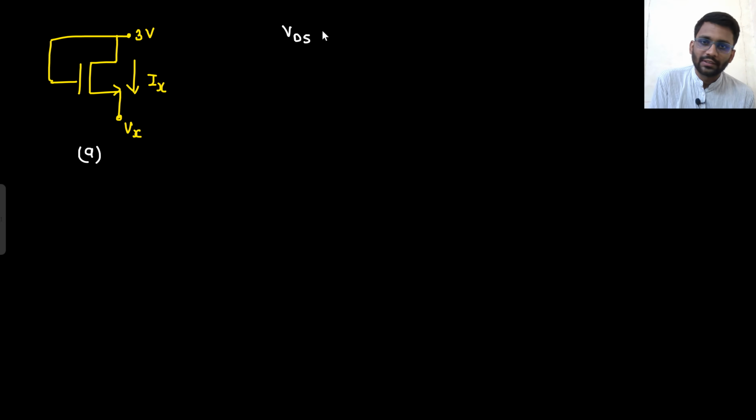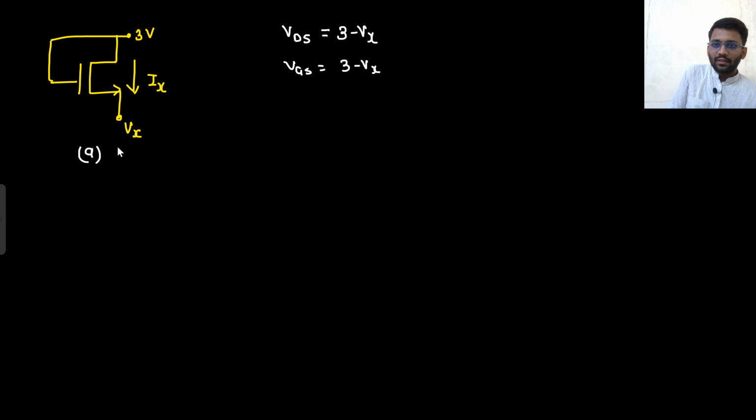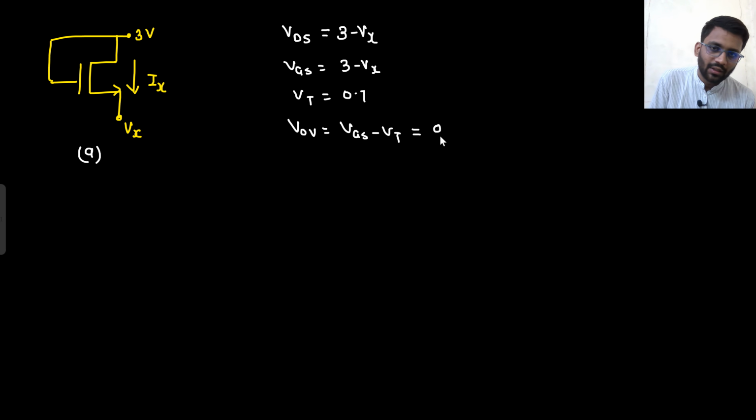So what is your VDS? VDS is 3 minus Vx. What is your VGS? That is also 3 minus Vx, because drain and gate are shorted. What will be your VT? VT will be 0.7 volt. So what will be your VOV? VOV would be VGS minus VT. That would be 2.3 minus Vx. This is your VDS. This is your VOV.